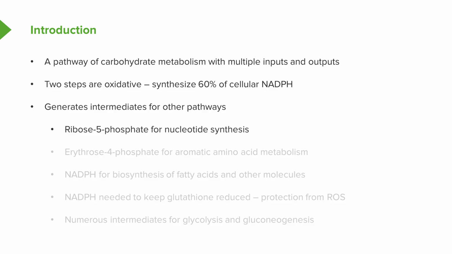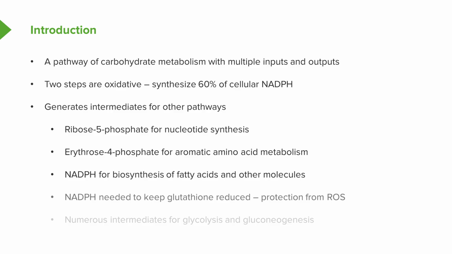A very important one is ribose 5-phosphate, which is needed for making nucleotides. Erythrose 4-phosphate is necessary for making aromatic amino acids and aromatic amino acid metabolism. And NADPH, as I noted, is important for synthesizing both fatty acids and other molecules that the cell may need. NADPH is also needed to keep the important antioxidant glutathione reduced and protect the cell from reactive oxygen species.